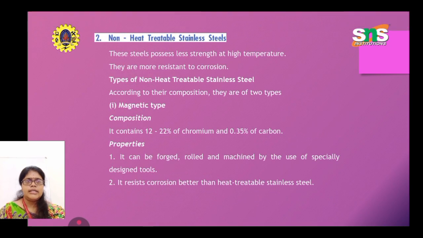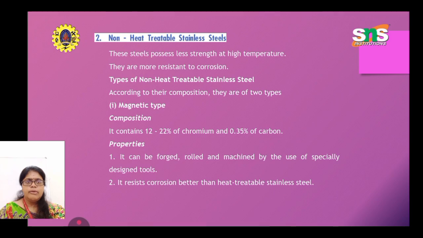Non-heat treatable stainless steels. These steels possess less strength at high temperature. They are more resistant to corrosion. Types of non-heat treatable stainless steels: according to their composition, they are of two types. One is the magnetic type. The composition: it contains 12 to 22 percentage of chromium and 0.35 percentage of carbon.